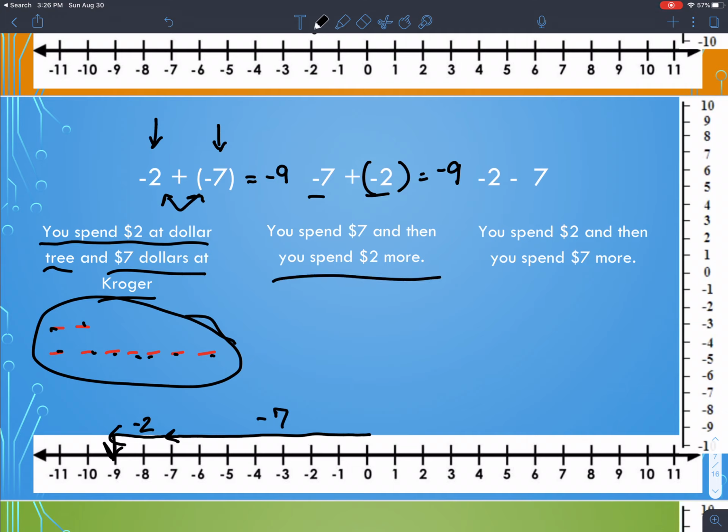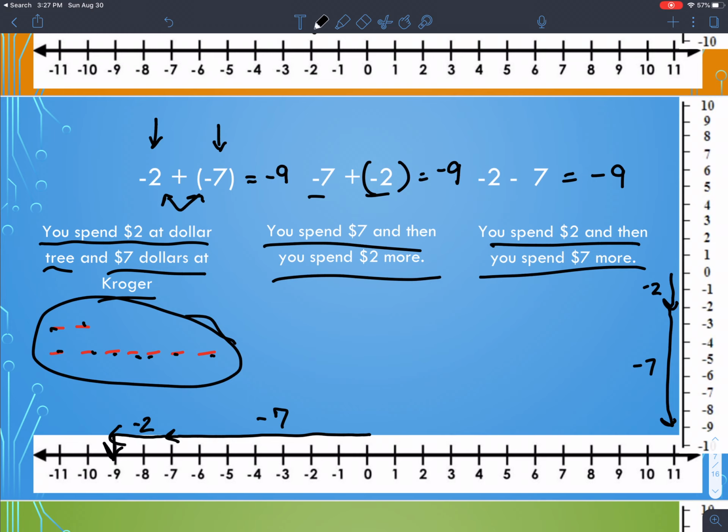And our third example is even murkier. It doesn't have much of a difference in the way it sounds. Like you spend $2 and then you spend $7 more. So either way in this situation, we're going down $2 and we're going down $7. So you can look at that on the number line, like going down 2 and then spending $7 more. We know spending 7 is going down, down 7. No matter what we do, we end up at -9 as our answer.